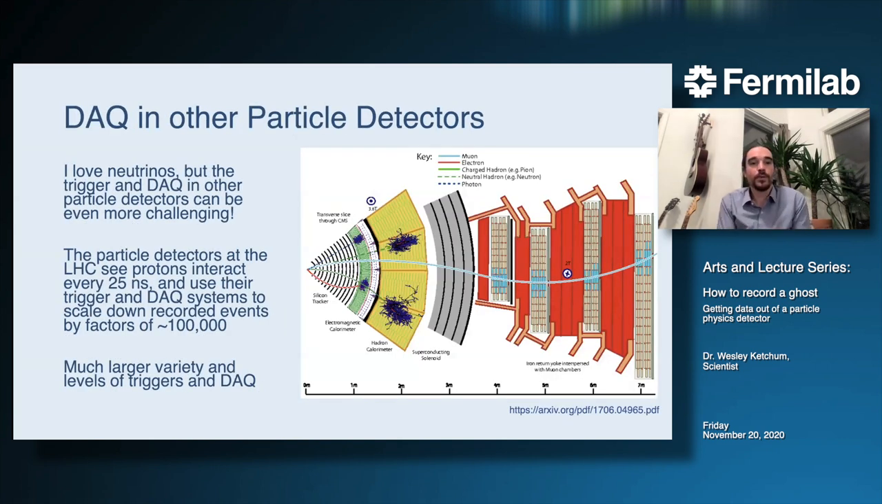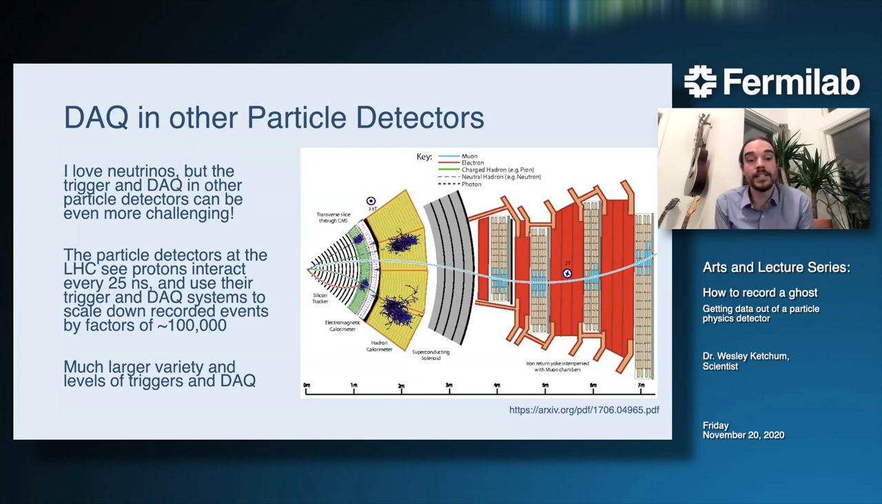Okay, so real quickly, just a few more slides. I want to say, there are of course data acquisition systems in other particle detectors. I absolutely love neutrinos, but the trigger and DAQ in other detectors can be even more challenging. I like to talk about it with respect to neutrinos because it's a bit simpler. But say the particle detectors at the LHC, like, as an example, the CMS detector here on the right, this cartoon showing how particles can interact in the different pieces of that detector.